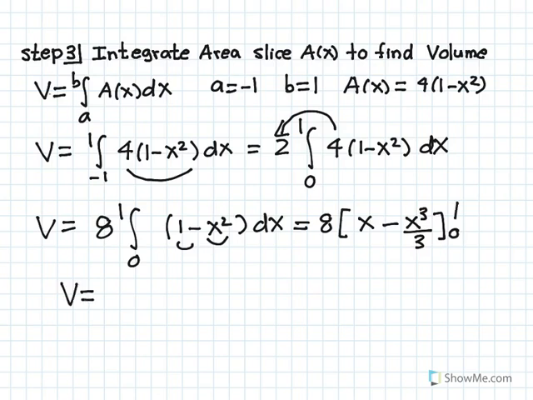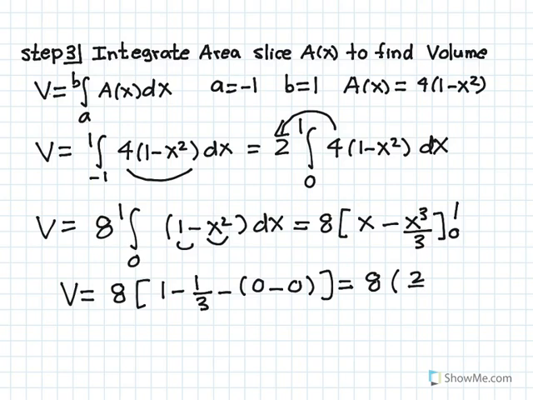So volume is equal to 8 times, plug the upper limit in, we get 1 minus 1/3, minus, put the lower limit in, we get 0 minus 0. That gives us 8 times 1 minus 1/3, which is 2/3. That's equal to 16 over 3. This is the volume of the solid, where the cross sections are squares.